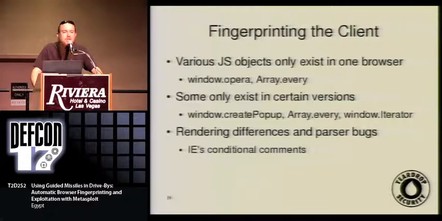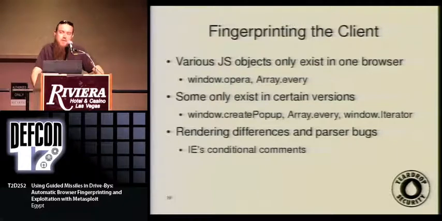And some of these things only exist in certain versions. So these are new features that have been added: 1.0 only had these objects, and now 1.5 has these objects as well. An example of this is window.createPopup, which only exists in IE 5.5 and newer. Array.every only exists in Firefox, I believe 1.5 and newer.